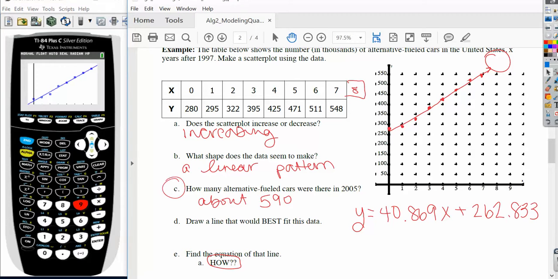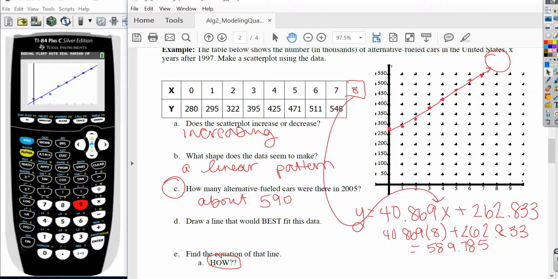So now, with part C, if I didn't want to just guess, I wanted to get a more approximate answer, I'm going to take 8 and plug it in. So I would do 40.869 times 8 plus 262.833. If I type all of that into my calculator, I get 589.785, which is just about 590. So I guess pretty close.